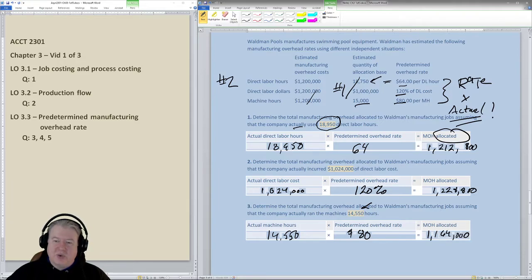So step 2, use the rate times the actual. Important. Step 1, use the two estimates to get the rate. Step 2, use the rate times the actual to get the allocation.